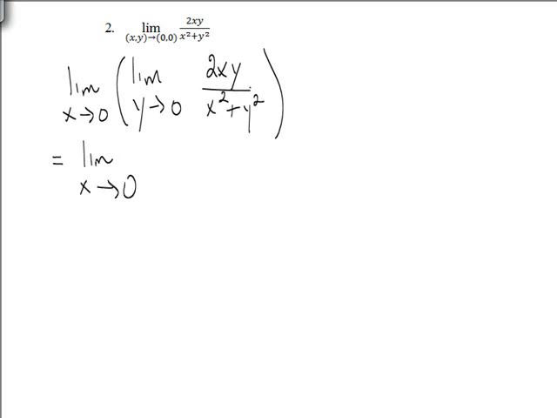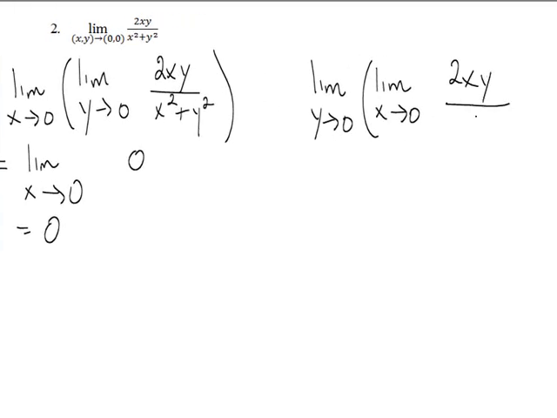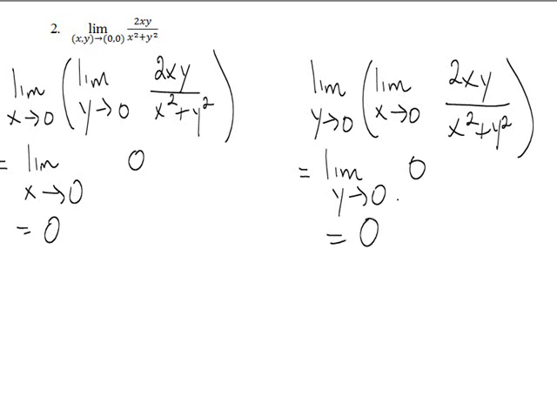Put y equals 0. That gives us 0, right? That's 0. Okay, switch. Limit as y approaches 0, limit as x approaches 0 of 2xy over x squared plus y squared. Put x equals 0. We get 0 again. Answer is 0. So the limit is unique, right?